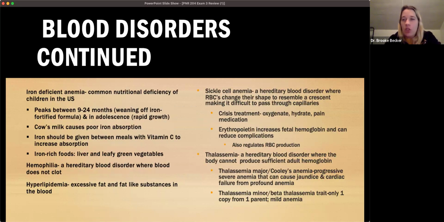Like I said, iron deficiency is the most common form of anemia. It usually happens between 9 and 24 months. That's because they're weaning off their formula, which is iron fortified, and they are relying more on milk and foods. Whole milk actually worsens iron deficiency in large amounts. So if they already have iron deficiency, I would not be having them drink a bunch of milk.